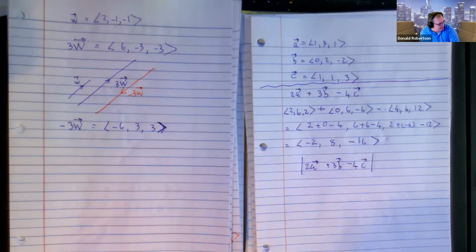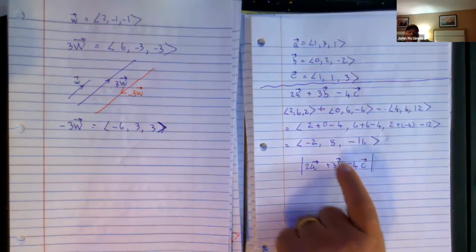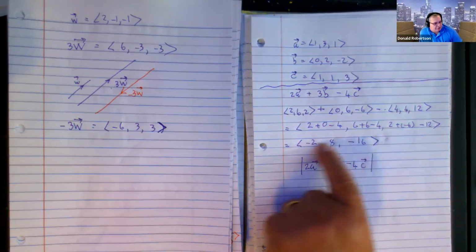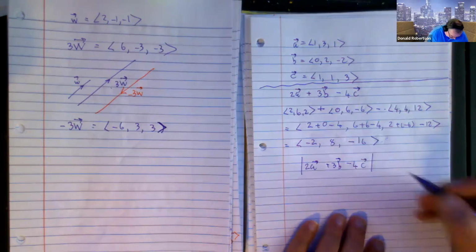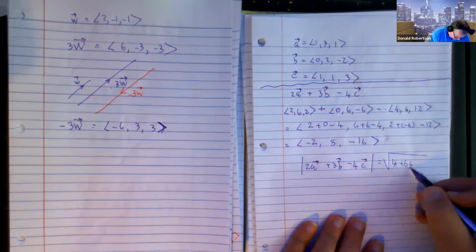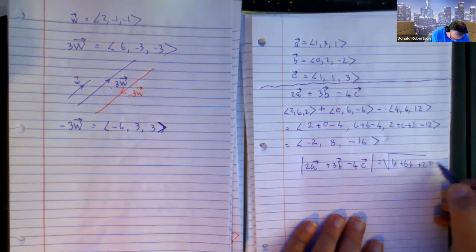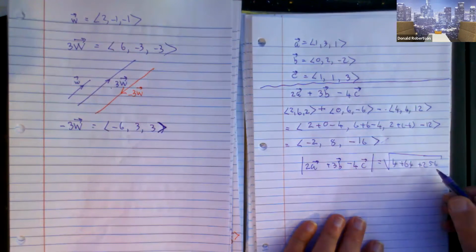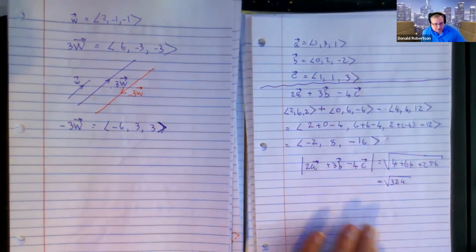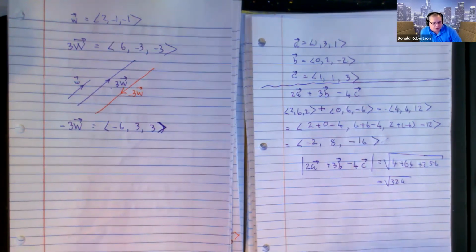What would you be asked to do if they wrote that down? You get the magnitude of 2, 8, -16. Agreed. Wouldn't you just find the magnitude of this? So in this case, it would be 4, 64, 256. So that's 324, I believe. Not a very pretty answer, but it's an answer. Any questions?